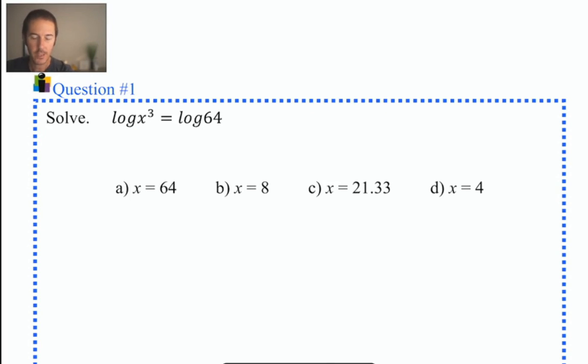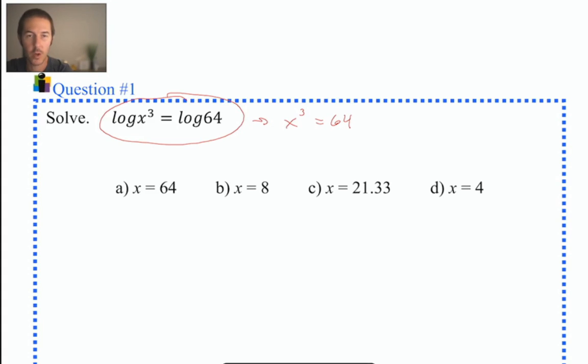And now that we see that the equation that we've been given here does have a log of base 10 on both sides, we can set the arguments equal to each other. x to the third equals 64. I was already thinking exponents, so I wrote that 4 in the exponent position. x to the third equals 64. There are a number of ways to solve this. One way is to go into your calculator and try numbers.